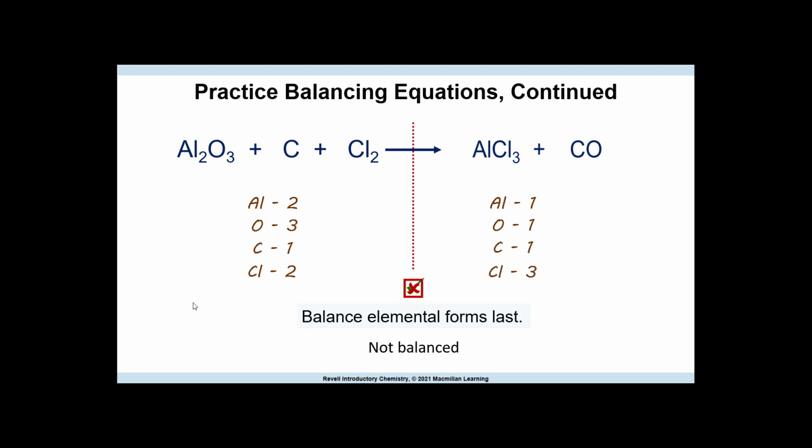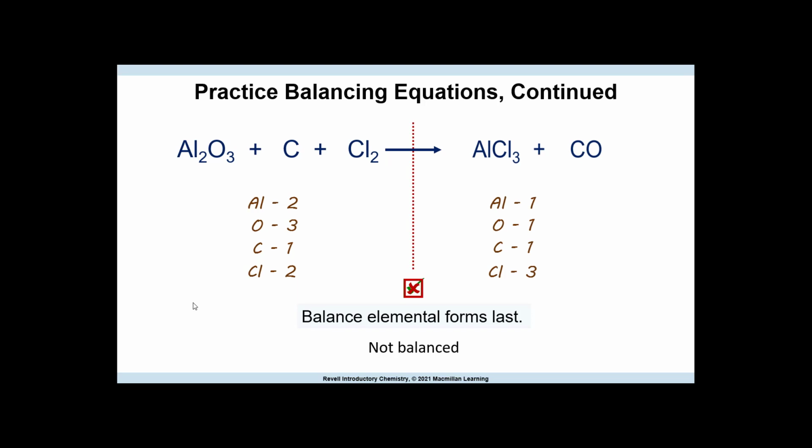On the right side, we have 1 aluminum atom, 1 oxygen atom, 1 carbon atom, and 3 chloride atoms. Obviously, this is not balanced. So again, as a general rule, we tend to balance lone atoms or elements last. So chloride and carbon will be last.